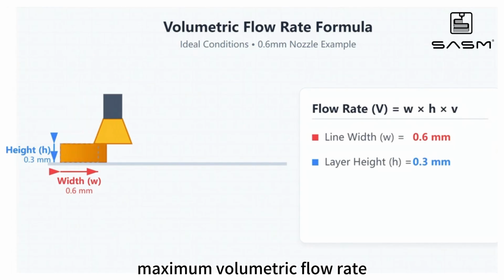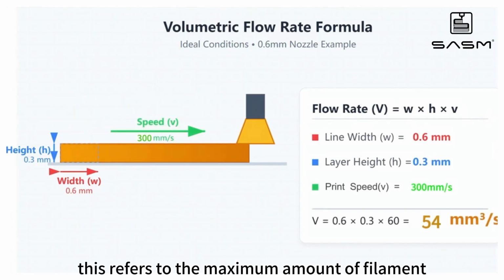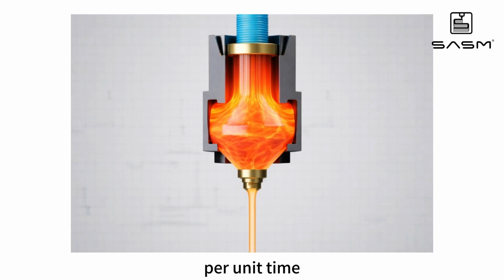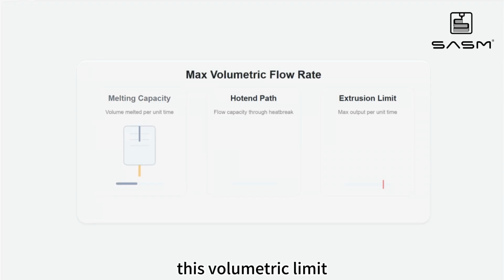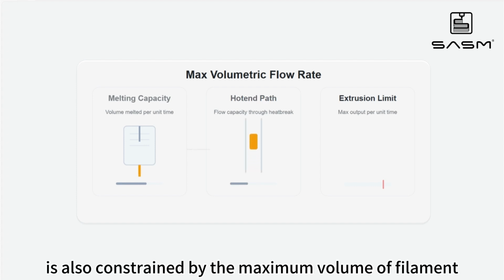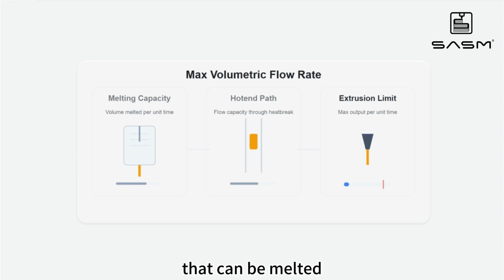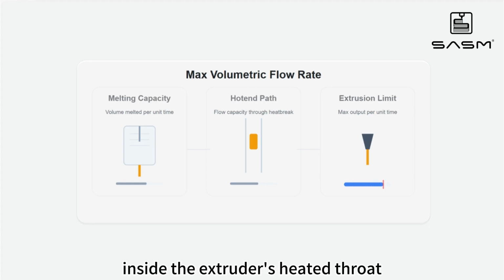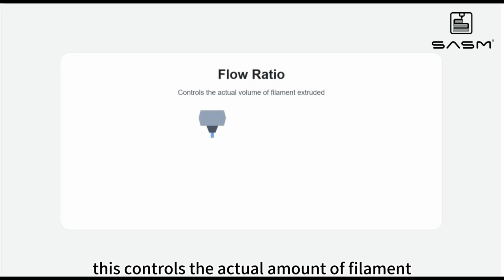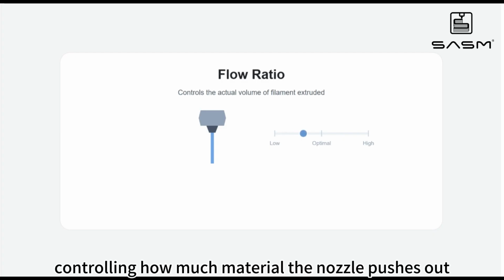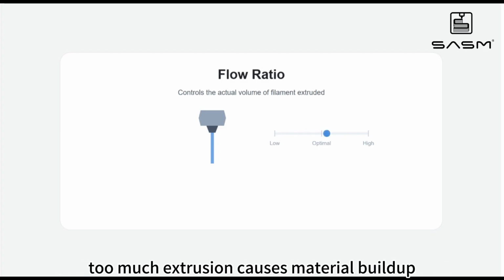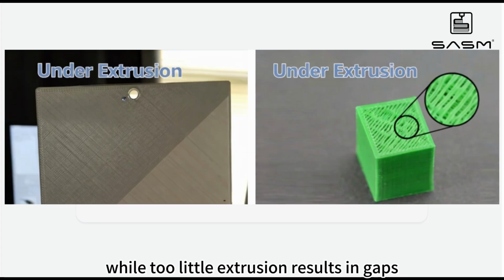Maximum volumetric flow rate. This refers to the maximum amount of filament that the nozzle can extrude per unit time. In other words, the extrusion head's maximum output. This volumetric limit is also constrained by the maximum volume of filament that can be melted inside the extruder's heated throat. Flow ratio. This controls the actual amount of filament extruded by the printhead. It can be understood as controlling how much material the nozzle pushes out. Too much extrusion causes material buildup, while too little extrusion results in gaps.